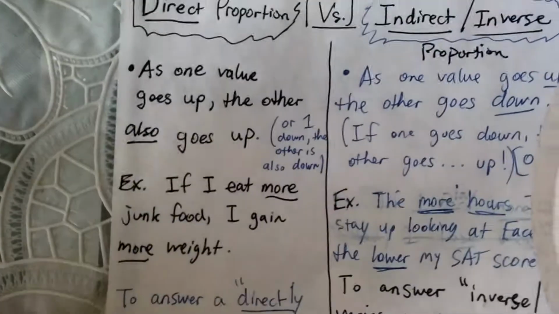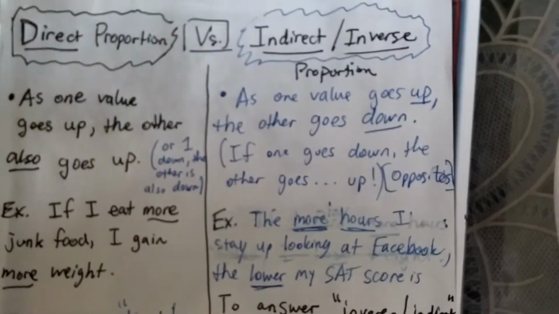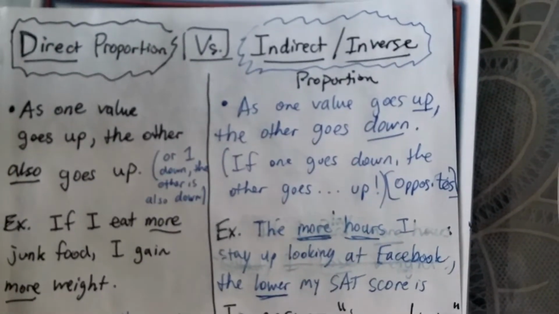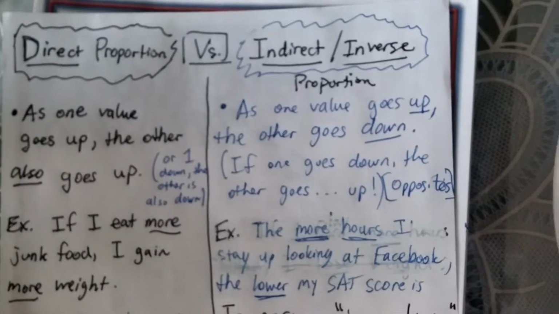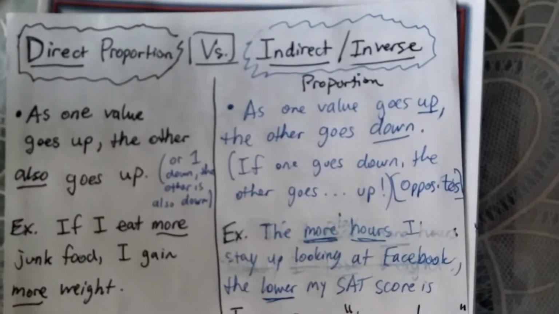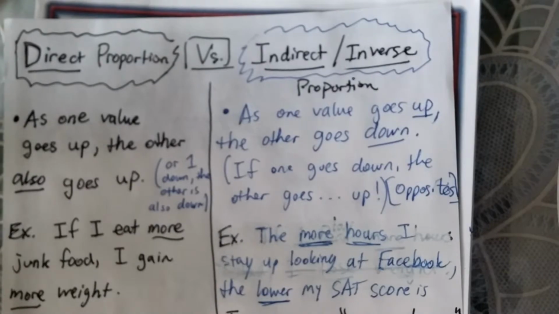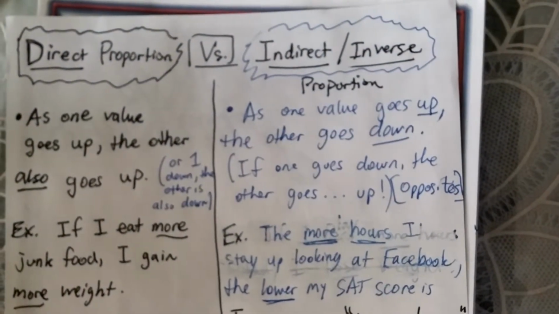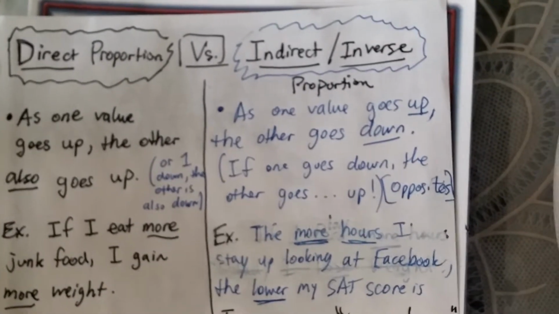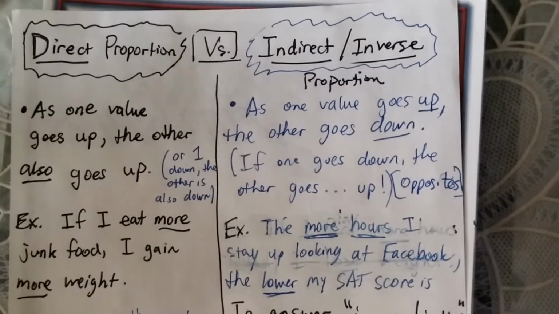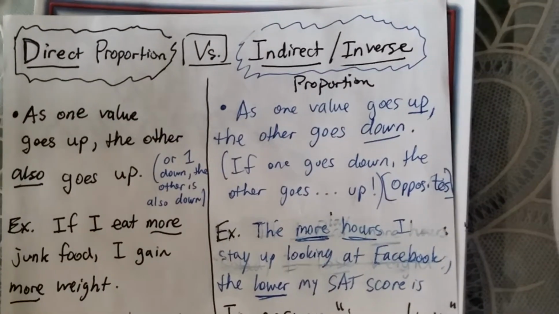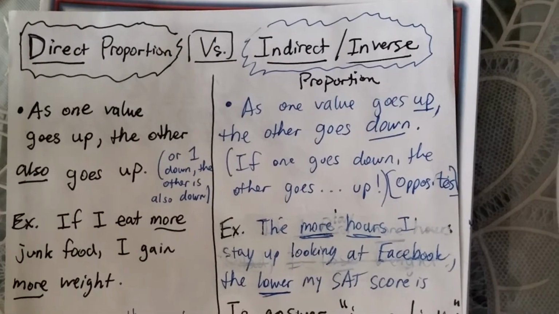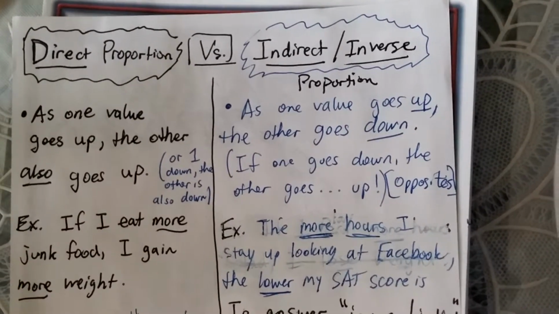All right, let's take a look at inverse or indirect proportions. Indirect or inverse proportions involve sort of the opposite of direct proportions. An indirect or inverse proportion is defined as when one value goes up, the other value is going to go down. Conversely, if one value goes down, the other value goes up. So an inverse or indirect relationship is sort of like thinking about opposites. As one goes up, the other one goes down. As one goes down, the other one goes up.